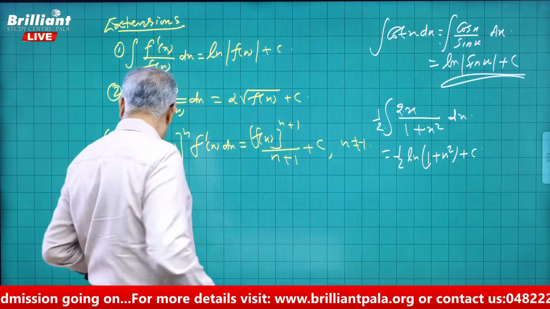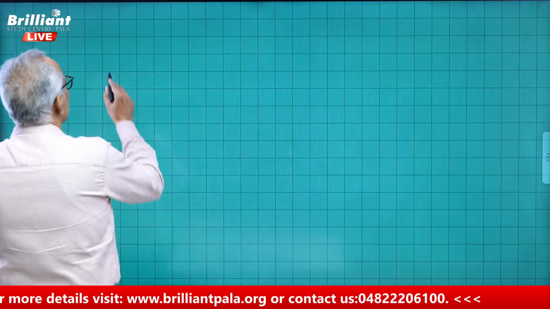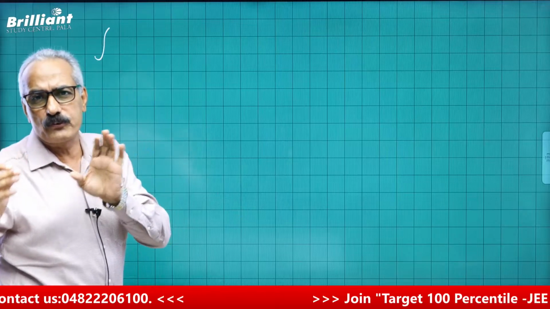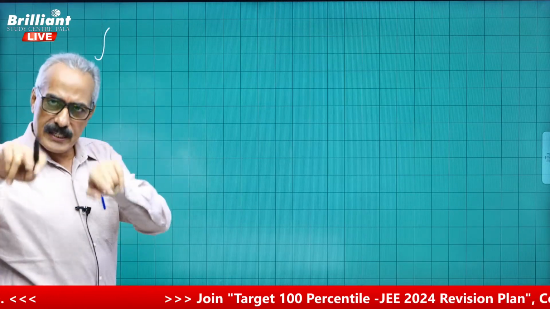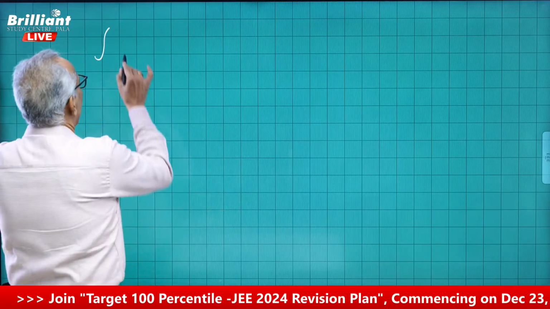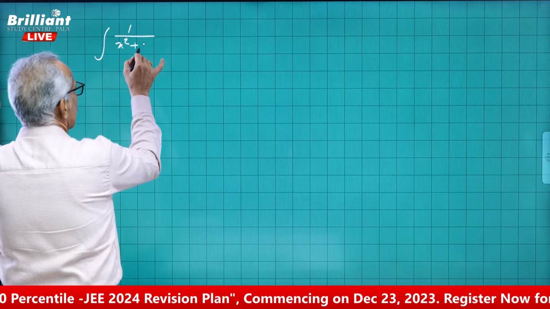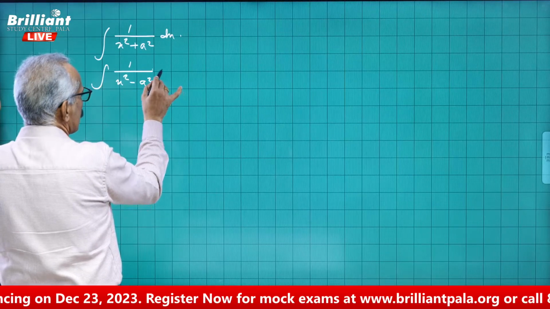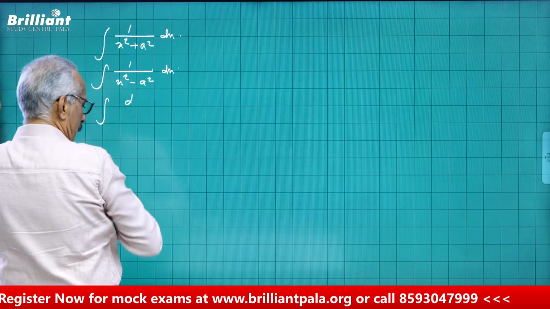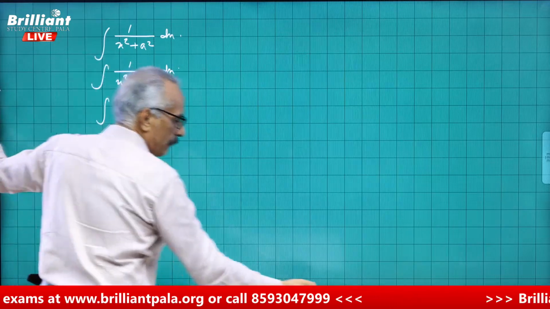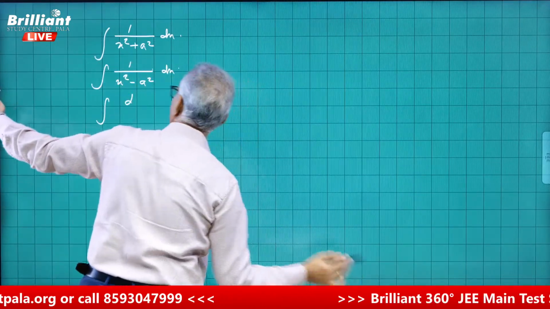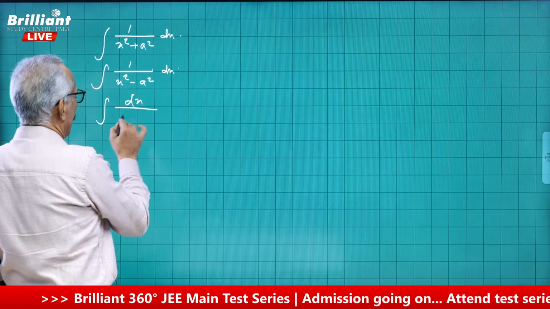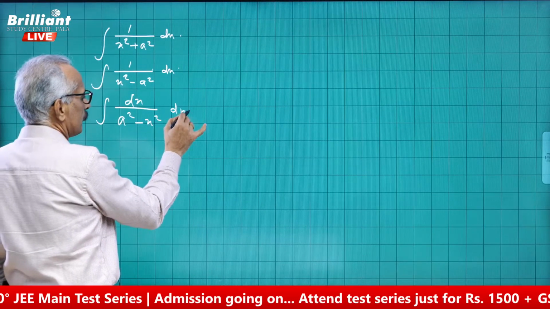Right? Now, on to the next type. I just give this as a set of 3, in 3 sets, so total 9 formulae. First, integral 1 by x square plus a square dx. Integral 1 divided by x square minus a square dx. And integral dx divided by a square minus x square.